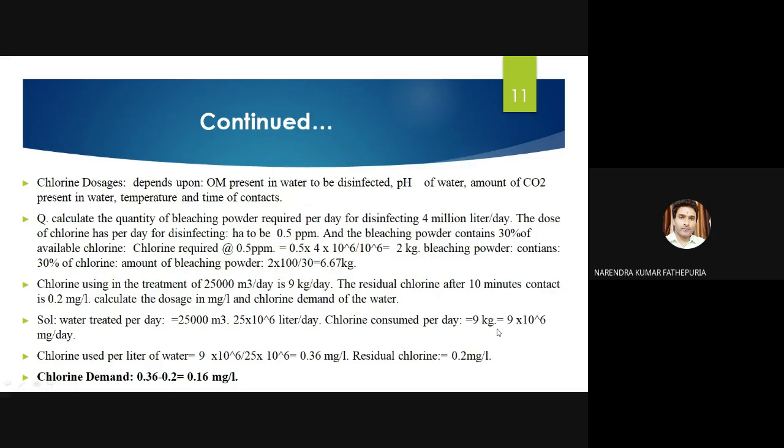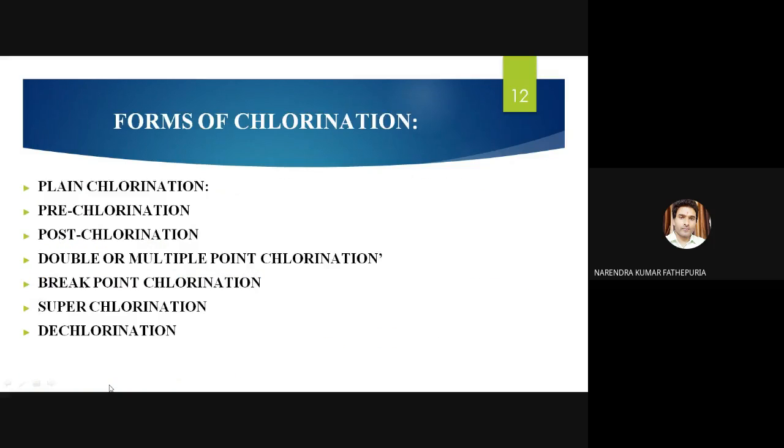Chlorine consumed per day is given as 9 kg. So 9 into 10 to the power 6, you will get it in mg per day. Chlorine used per liter of water: 9 into 10 to the power 6 divided by 25 into 10 to the power 6, then you will get 0.36 mg per liter dose required for disinfection. And residual chlorine is given as 0.2 mg per liter after the 10 minute contact period. So what is chlorine demand? Chlorine demand will be the total chlorine added minus the residual chlorine. You will get the chlorine demand. Simple questions will be coming. Okay.